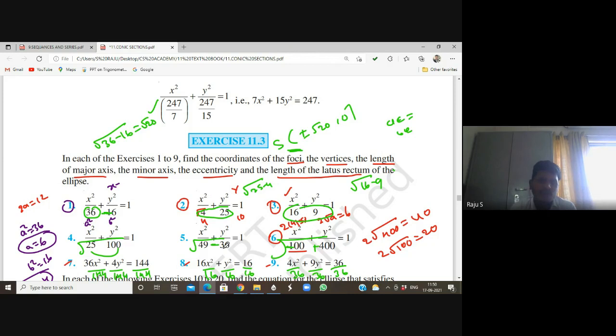Vertices are very easy. To find vertices, put x equal to 0. We'll get y values. Those are the vertices on the y-axis. And similarly, put x equal to 0 based on that.